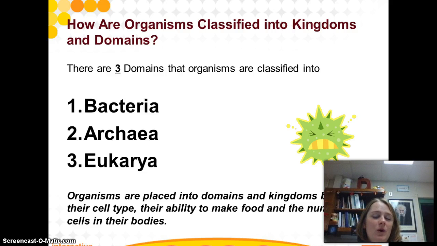Things are placed into their domains and their kingdoms based on 3 real criteria. Their cell type, and then also things like their ability to make food. 2 main ways. Remember, we had autotrophs, which were the self-feedings, and heterotrophs, which ran out to McDonald's. No, not really. But they went out and got their food from a variety of sources. It also depends on the number of cells in their bodies. So, cell type, ability to make food, and number of cells in their body.